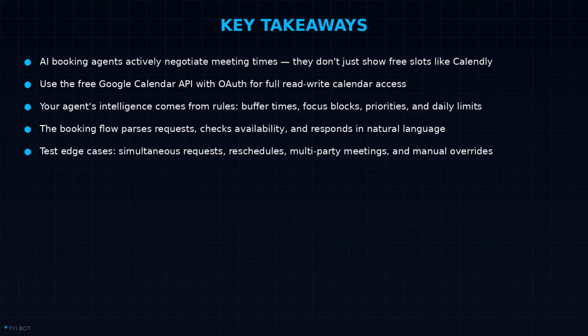The result is an agent that saves you 2 to 3 hours every week and never makes a scheduling mistake. That is the power of building your own AI tools. You are not renting someone else's vision of how scheduling should work. You are creating exactly what you need.